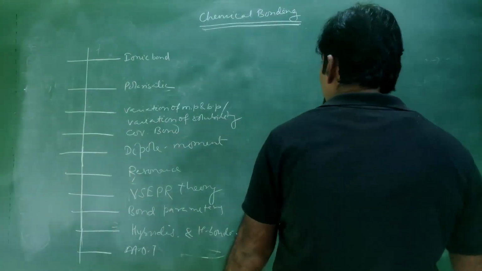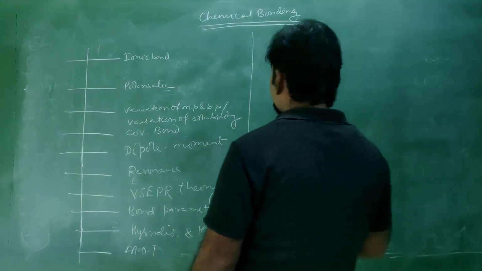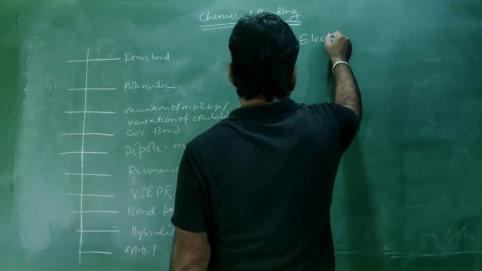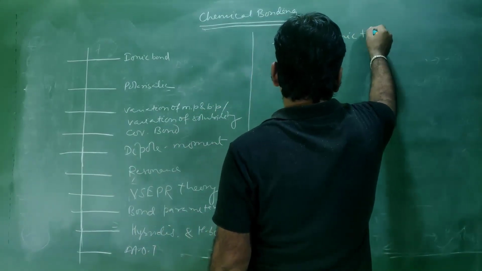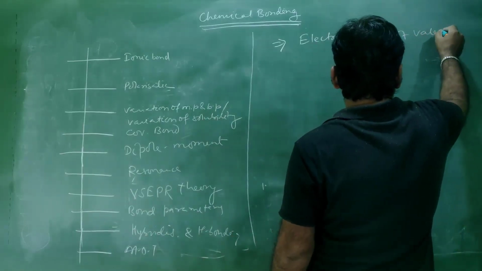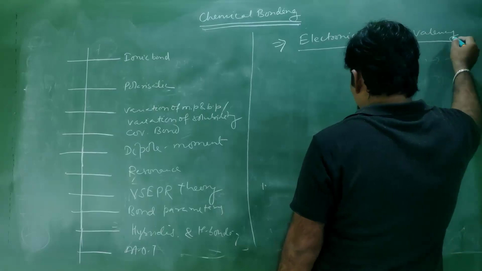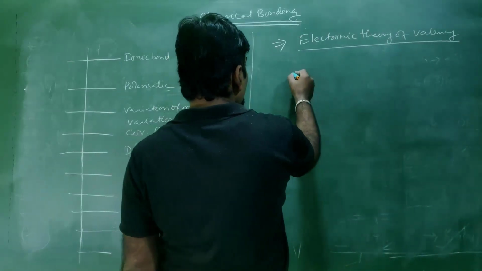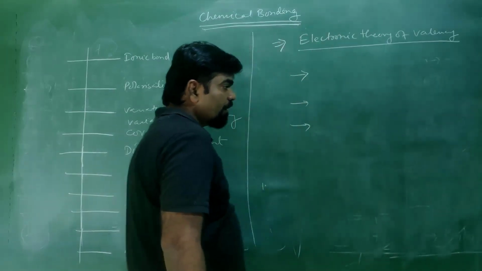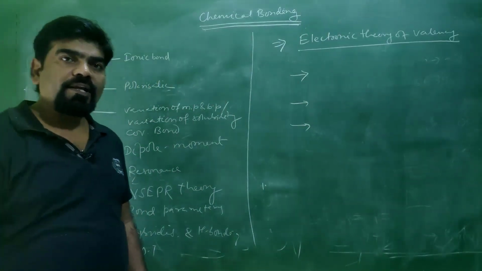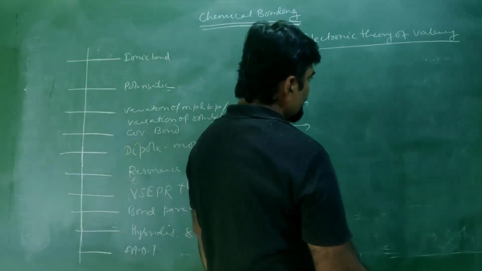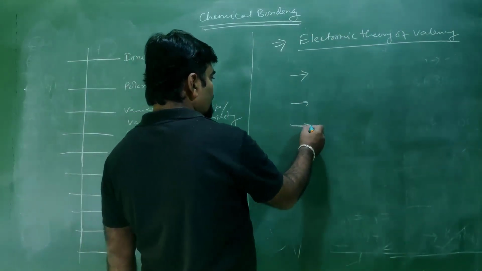So let us start from ionic bond itself. The very first theory was the electronic theory of valency, which was proposed by Lewis and Kossel. According to this, every element will have a tendency to form ionic bond, covalent bond or coordinate bond, basically three types of bond. Every element will have a tendency to acquire the electronic configuration of an inert gas element, and for this they either undergo loss or gain of electron, or share their electron, or donate a pair of electrons.